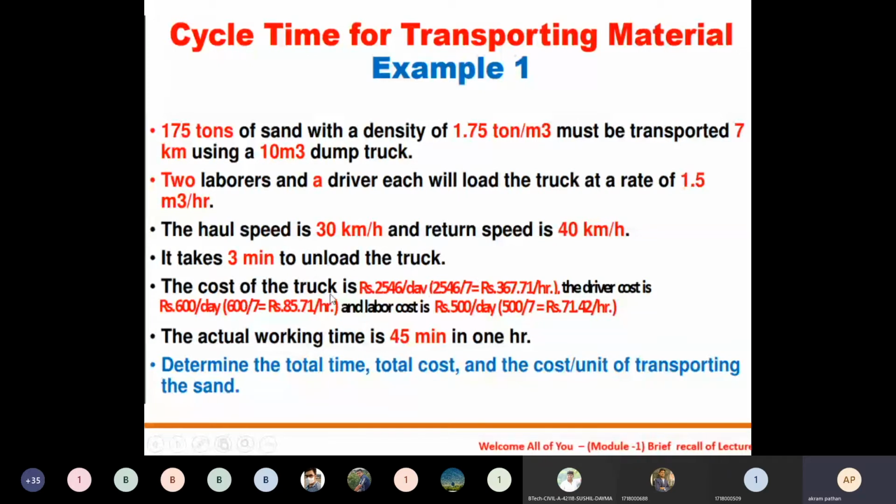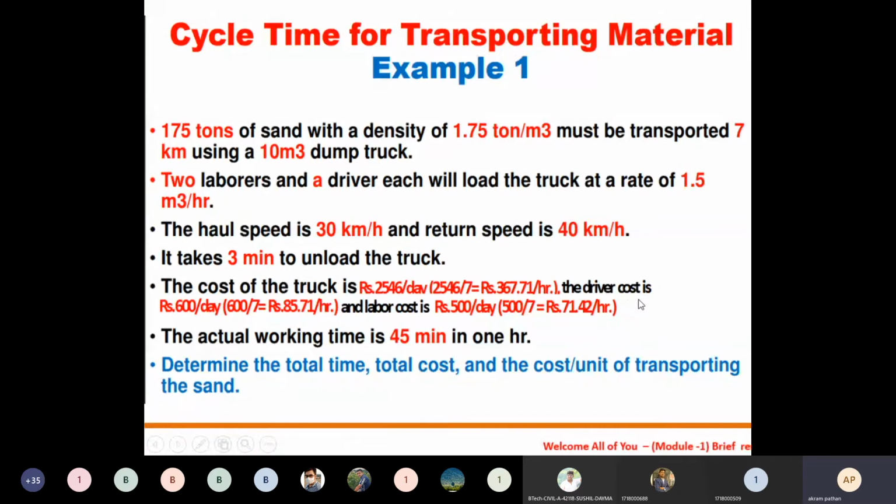The data required for this problem also includes the cost of the truck. If you want to hire a truck for a day, approximately 2546 per day is required. To calculate this cost per hour, divide by 7, because 7 is the actual working hours in a day. So the cost per hour is 367.71. If you want to hire a truck per hour, you have to pay 367.71 per hour.